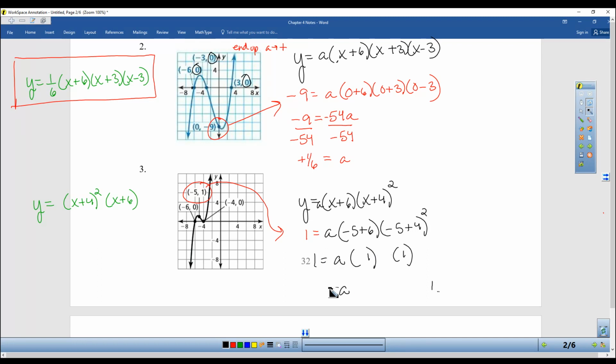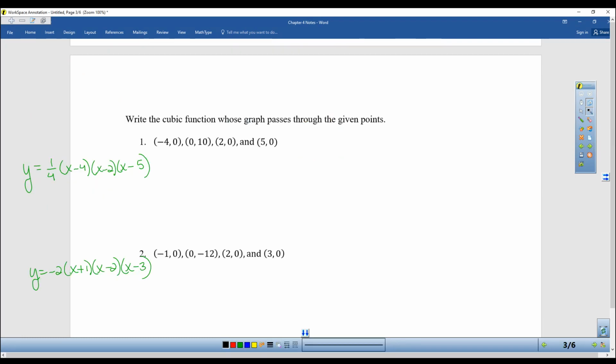And a does come out to be 1, which is why you don't see it in the answer. It's not required that you write a 1. But if you do write it, it's not wrong. On this next page, you can go ahead and try these.